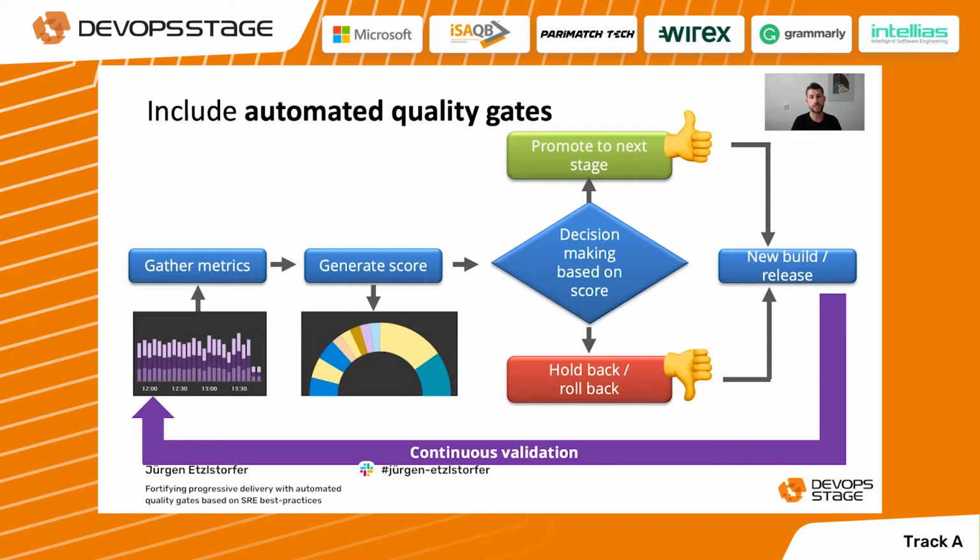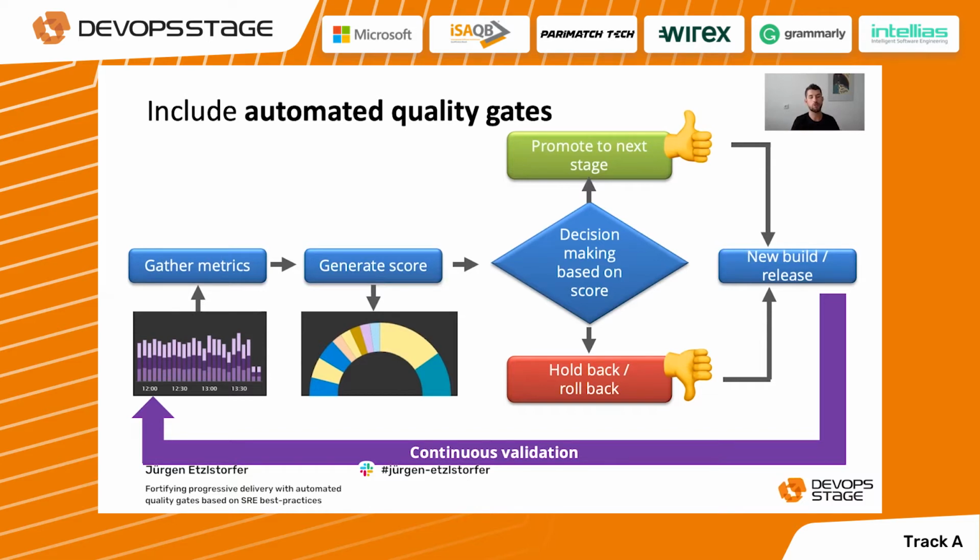If this process results in a thumbs down, you have to hold it back to not promote it to the next stage, or even roll it back to the previous version. And then there comes the new build, and actually you want to do this whole process again and again. So it's really a continuous evaluation.